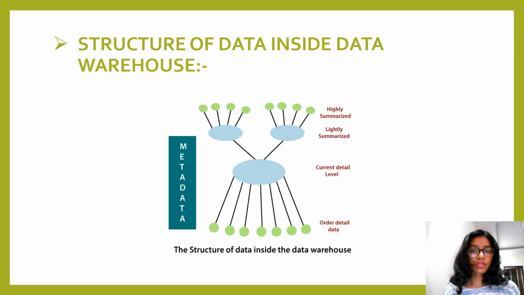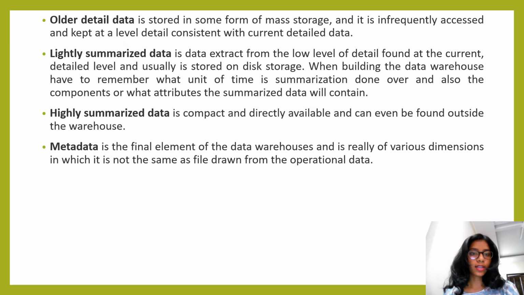Here, this is the structure of the data inside the data warehouse. It contains highly summarized data, lightly summarized data, current detail level, and older detail level of data. The older detailed data is stored in the form of mass storage, it is infrequently accessed, and kept at a level of detail consistent with the current detailed data.